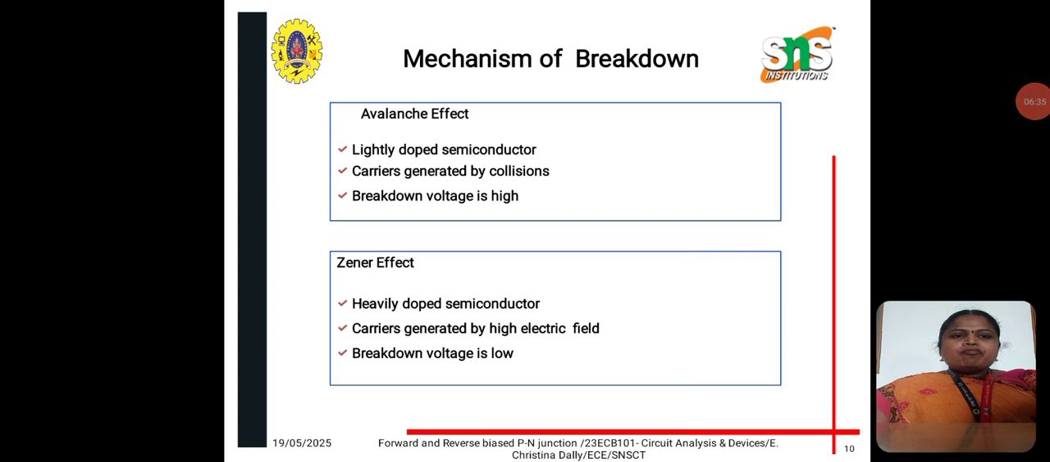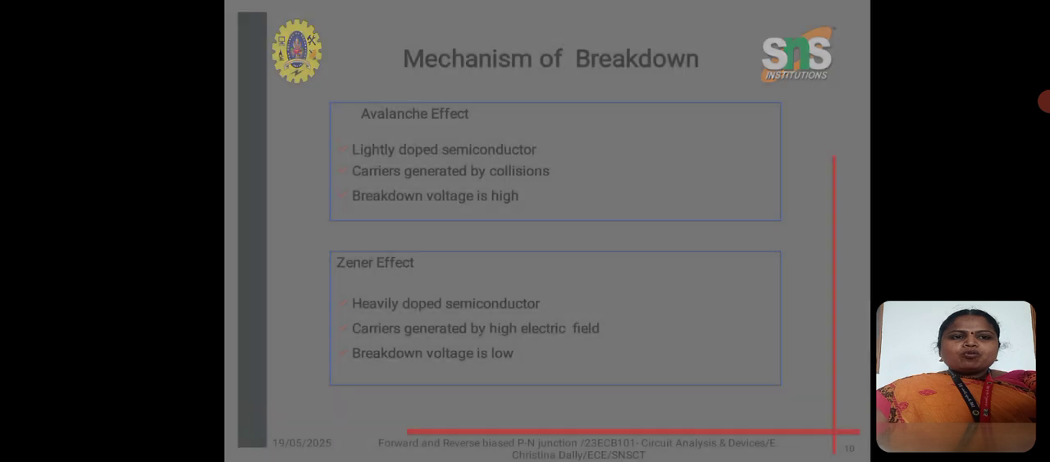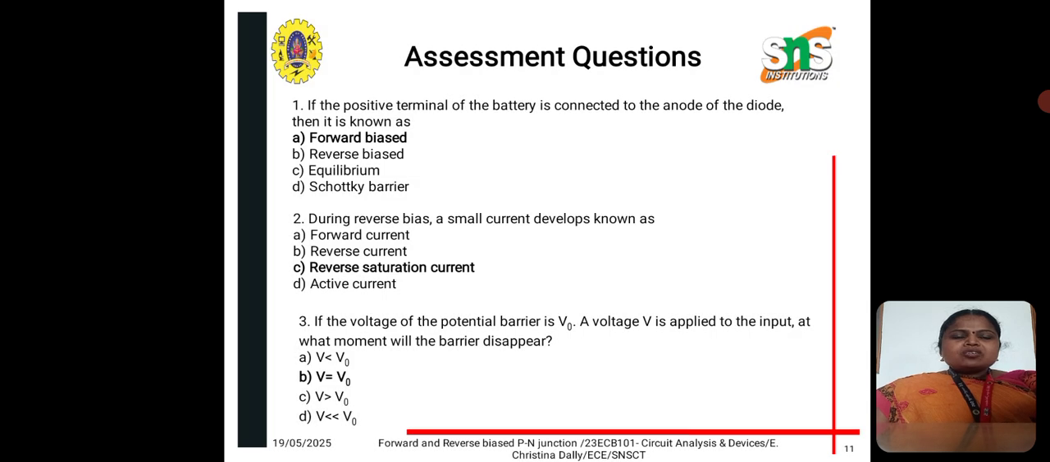For the mechanism of breakdown, we are going to see two types of effects. One is avalanche, another one is Zener. The difference between the avalanche and Zener is, in avalanche it is a slightly doped semiconductor, the carriers are generated by collisions, and the breakdown voltage is high. The Zener effect is the reverse, where it is heavily doped and the breakdown voltage is low. So these are all the assessment questions.